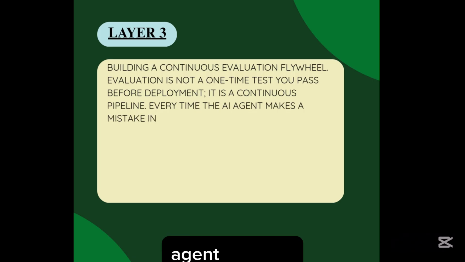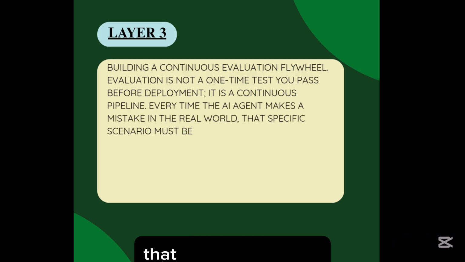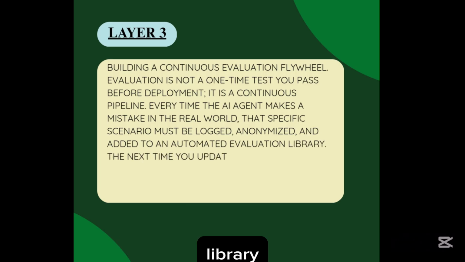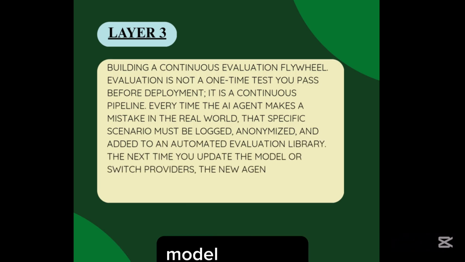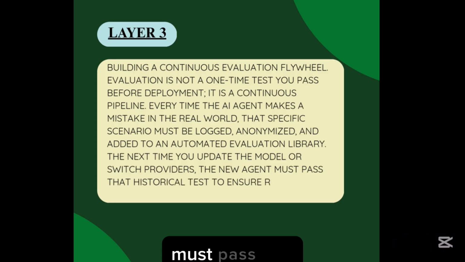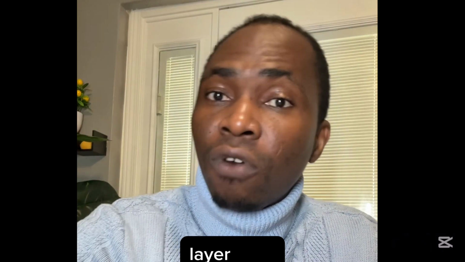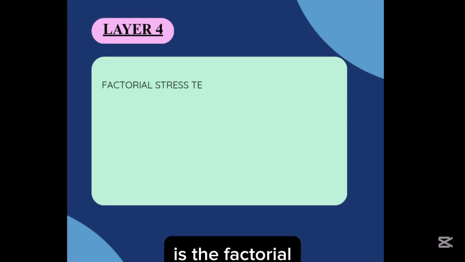Every time the AI agent makes a mistake in the real world, that specific scenario must be logged, anonymized, and added to the automated evaluation library. Now, the next time you update the model or switch providers, the new agent must pass that historical test to ensure regressions don't occur.